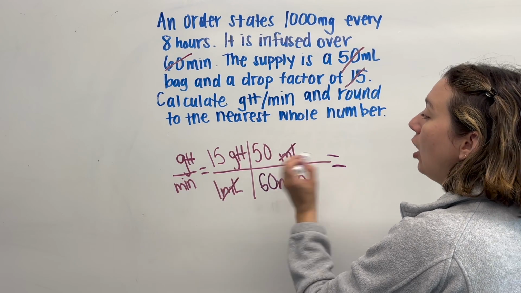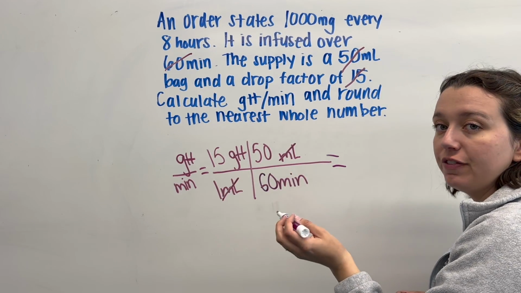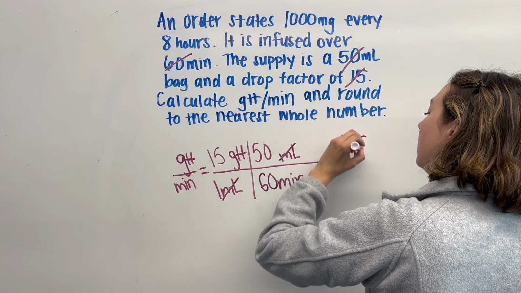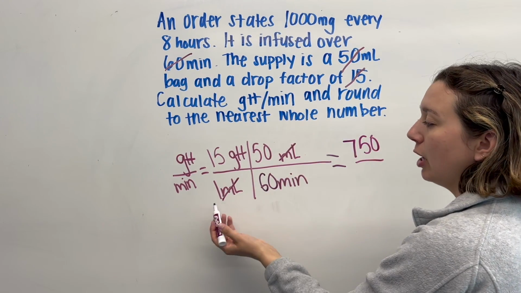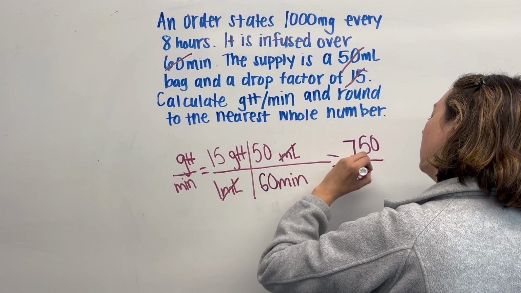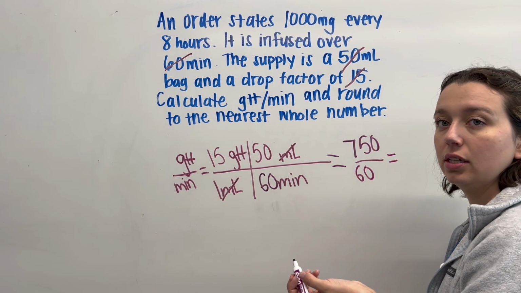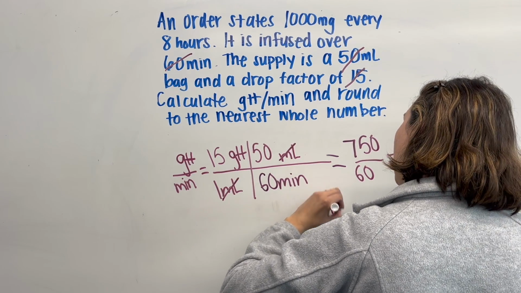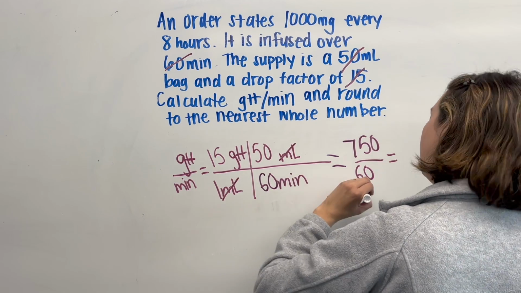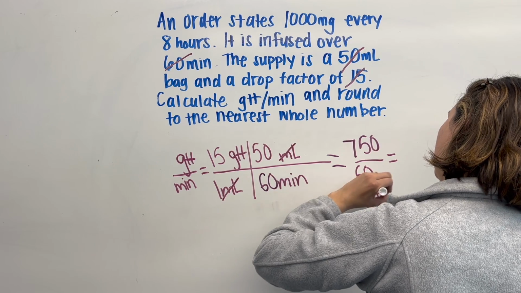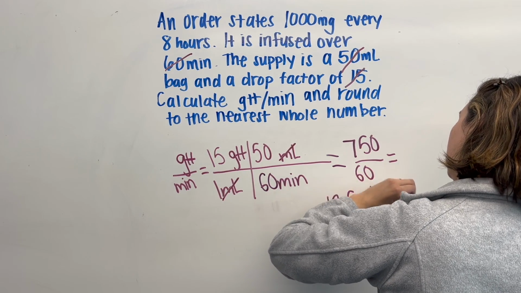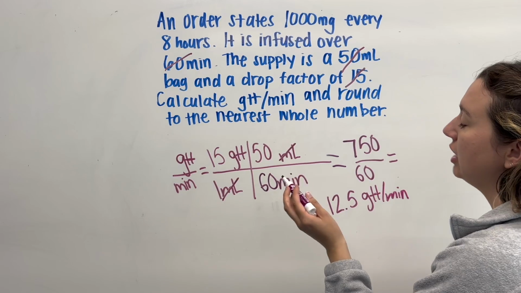So when I multiply on top, I get 750. And then when I multiply on bottom, 1 times 60, I get 60. And 750 divided by 60 equals 12.5 drops per minute. And it says round to the nearest whole number.